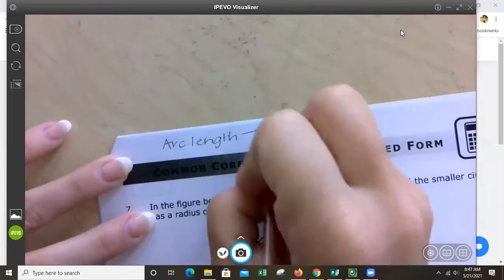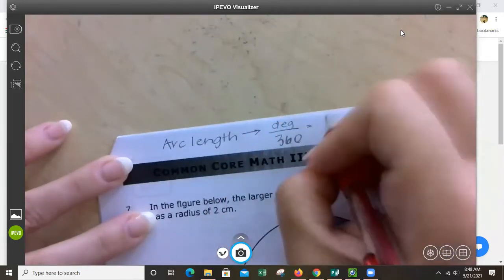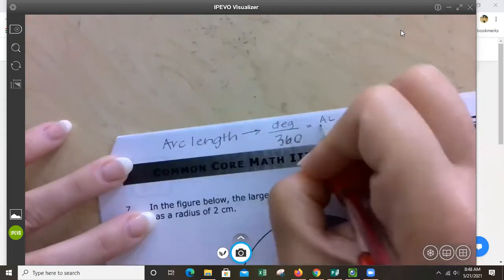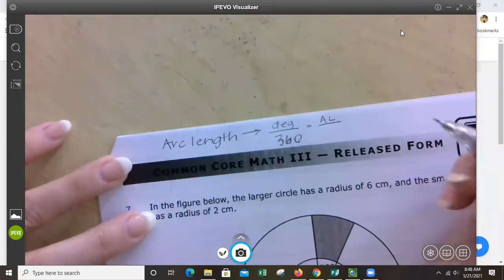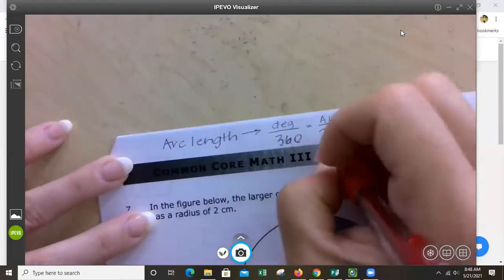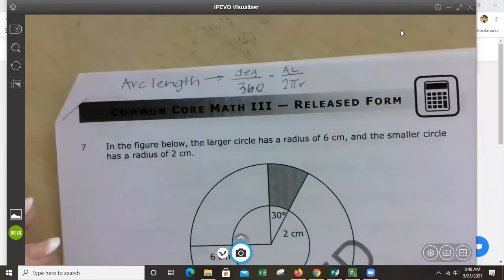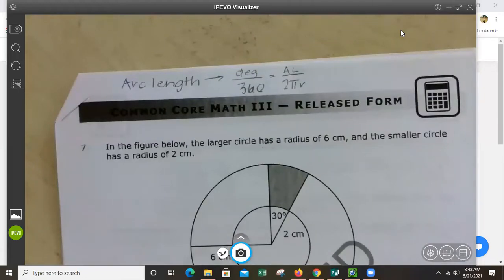Your degree over 360 equals your arc length over, it's part of the outside. So we did 2 pi r, or we did diameter times pi. So whichever formula we use, I think we use 2 pi r. All right, so you guys remember that one.